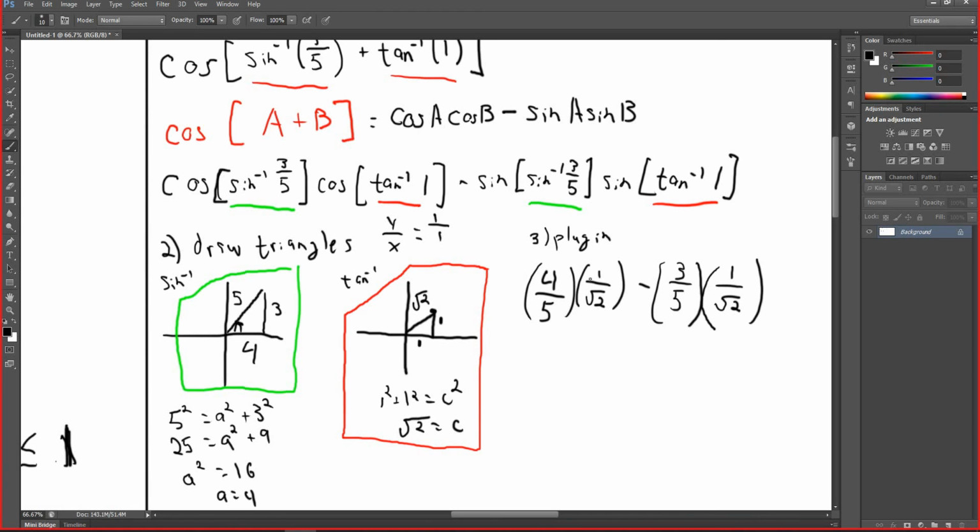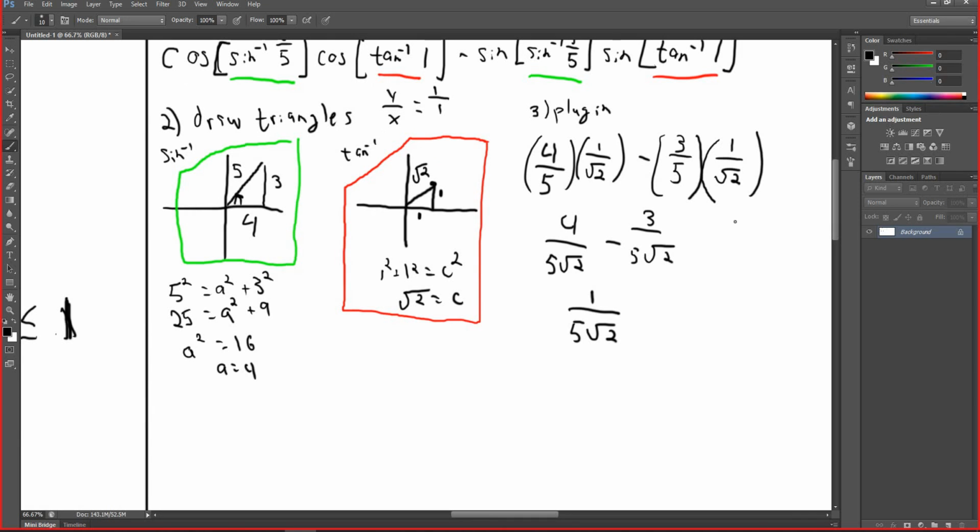And then from here, it's just multiplying everything through. So this is 4 over 5 root 2 minus 3 over 5 root 2. We have a common denominator, so we can combine these. This is 1 over 5 root 2. And then to avoid having a radical in the denominator, we multiply by 1, which is root 2 over root 2. So we get root 2 over 5 times 2, which is equal to root 2 over 10.